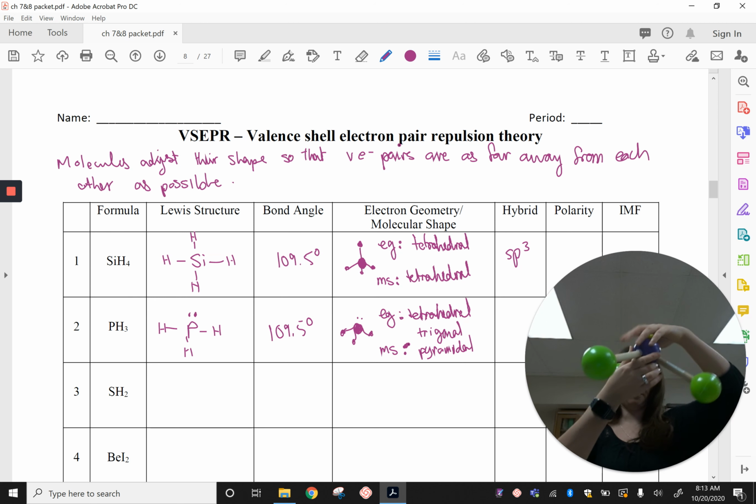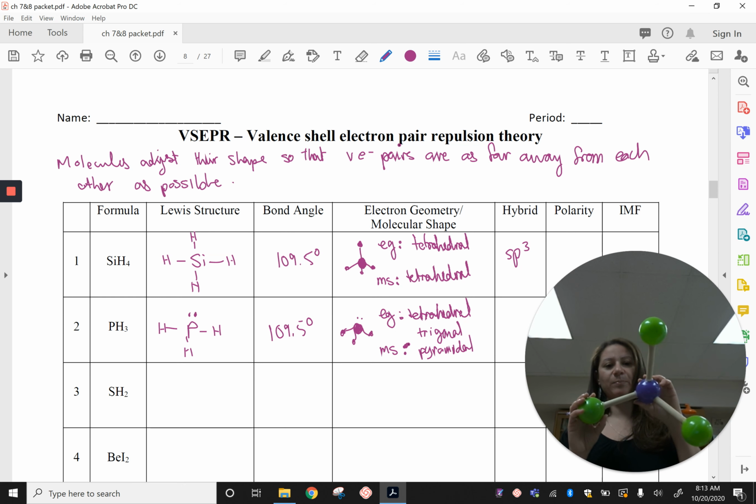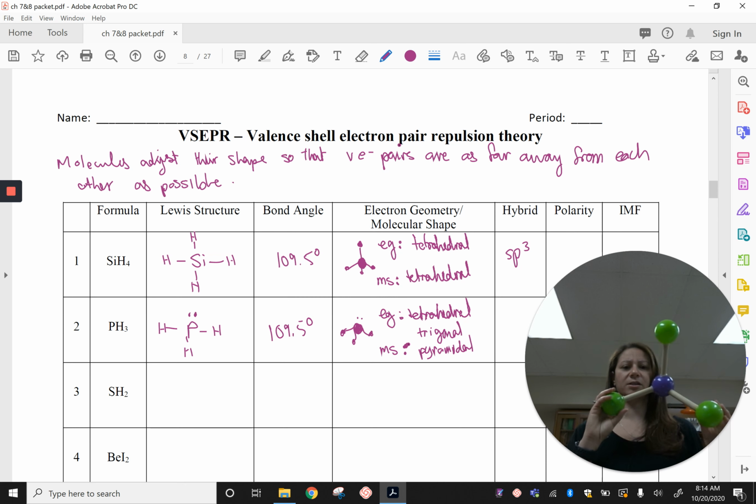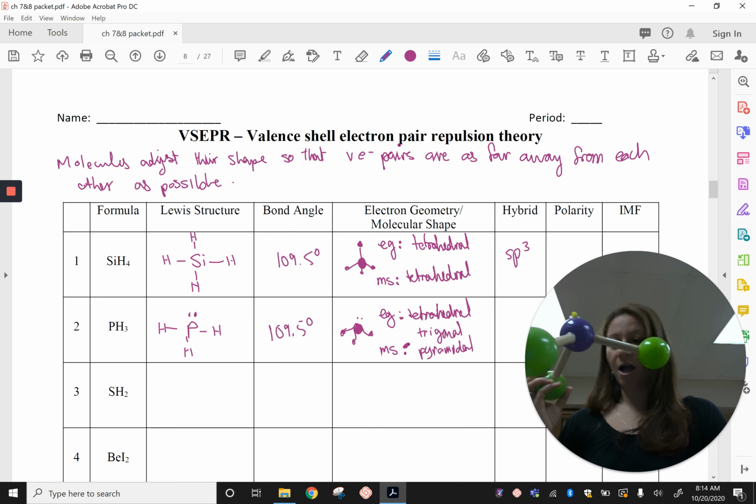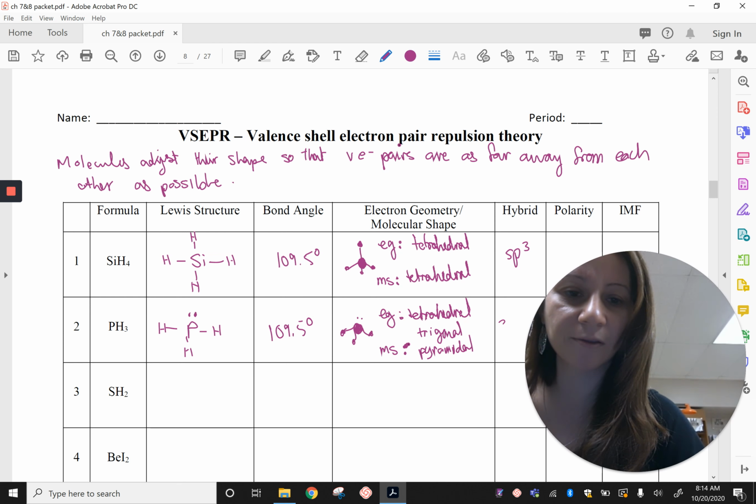Trigonal pyramidal. So the reason why it's called trigonal pyramidal is because it looks like a pyramid, right? Do you see the pyramid? And it's a base 3. It's a pyramid with a base 3. Normal pyramids are like a square on the bottom. This one is like a triangle on the bottom. So trigonal pyramidal is what it's called. The hybrid, 4 areas of electrons, so still sp3.